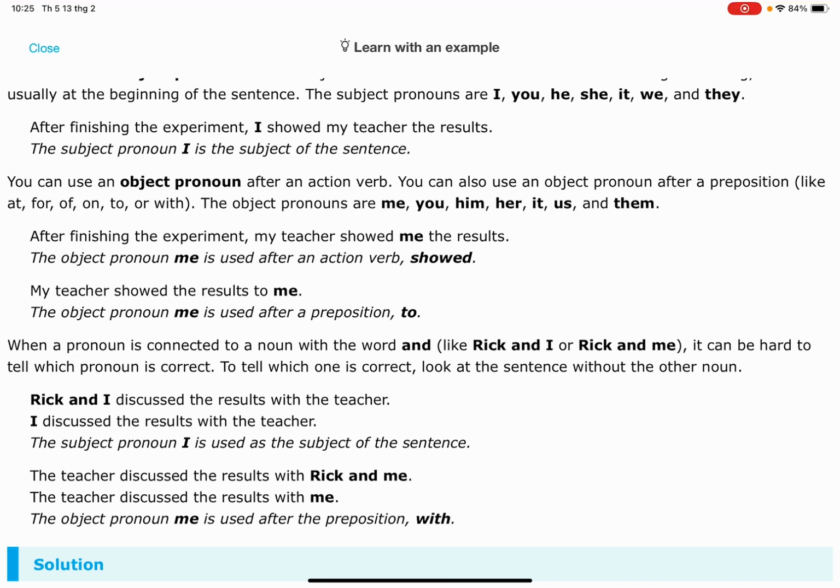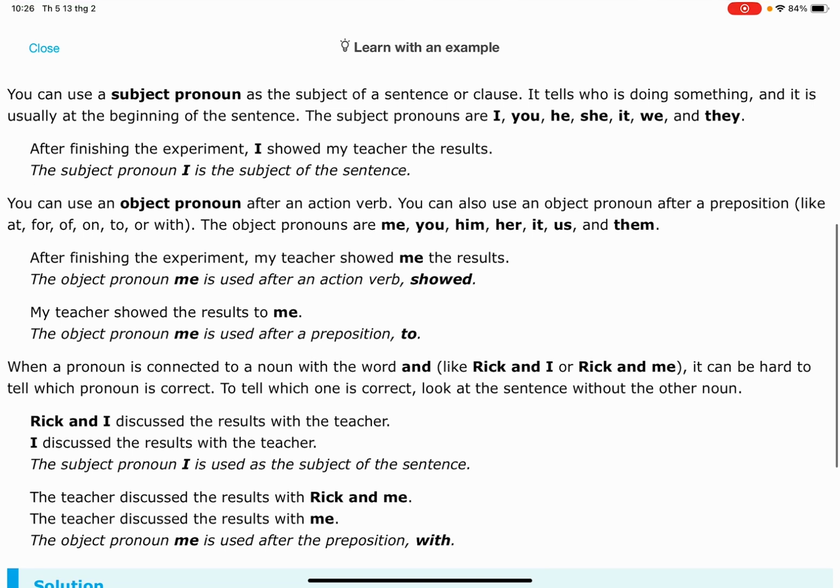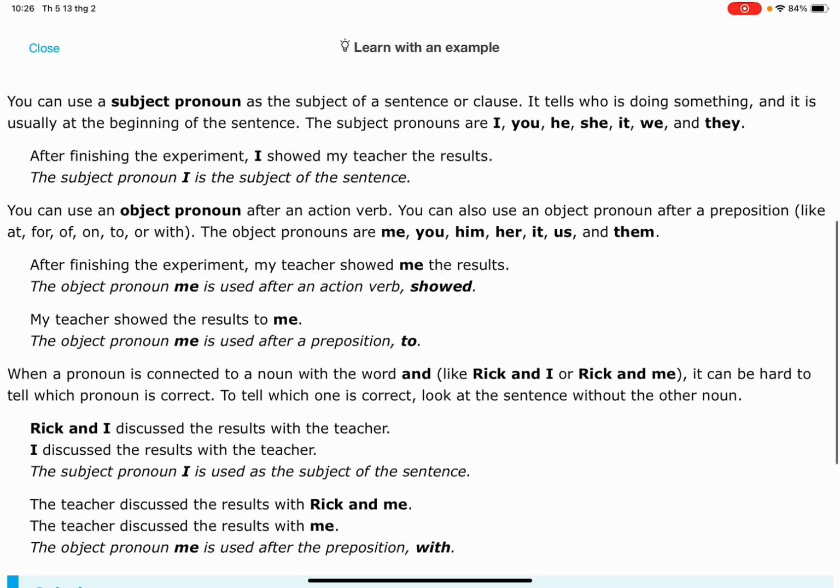Like, I discussed the result with the teacher, or me discussed the result with the teacher. You can see which one makes sense. Or, the teacher discussed the result with me, or the teacher discussed the result with I. You can definitely see which one is correct. Also, the object pronoun me is used after the preposition with. It's only that. So let's practice.